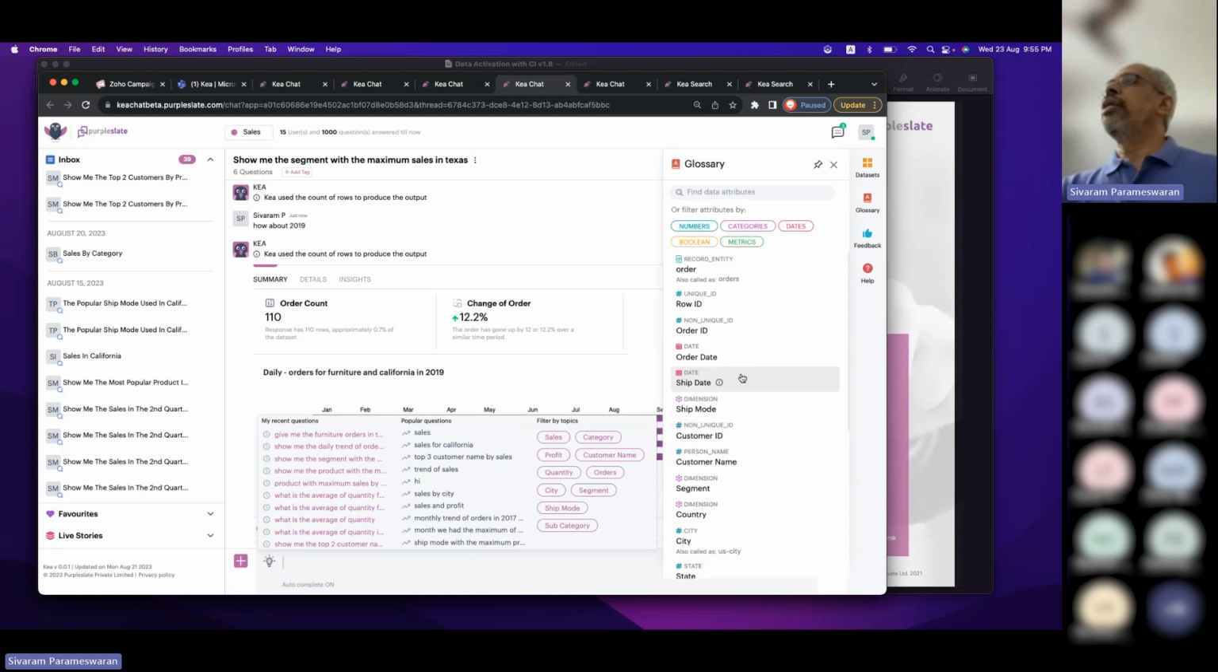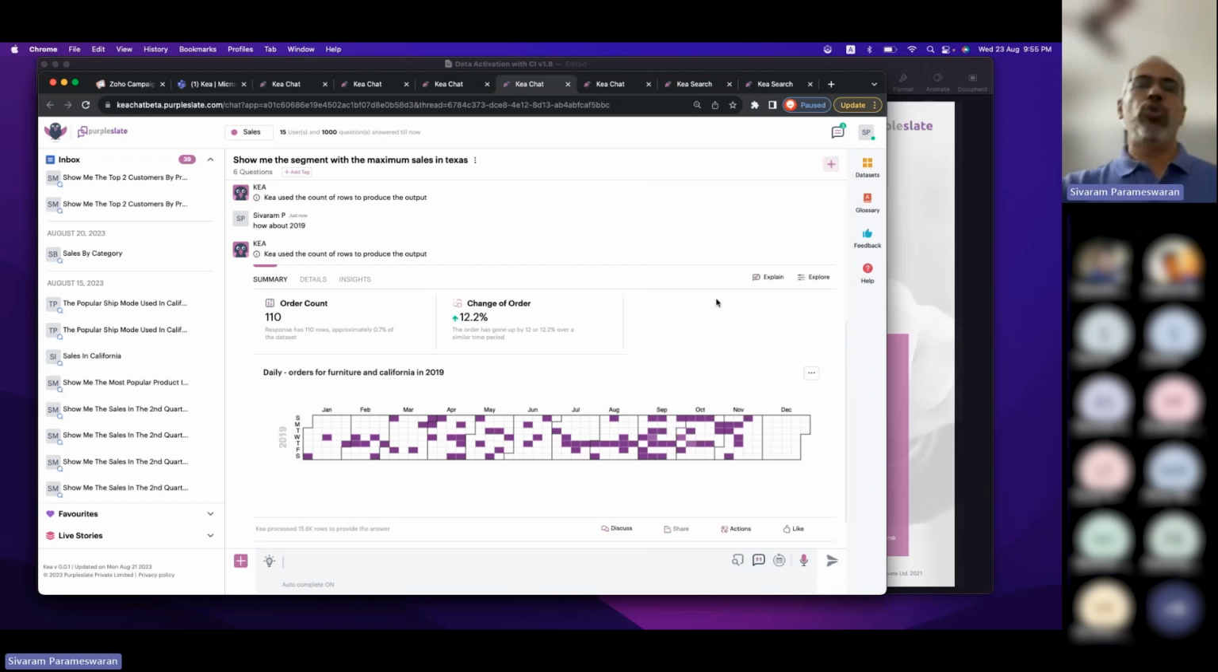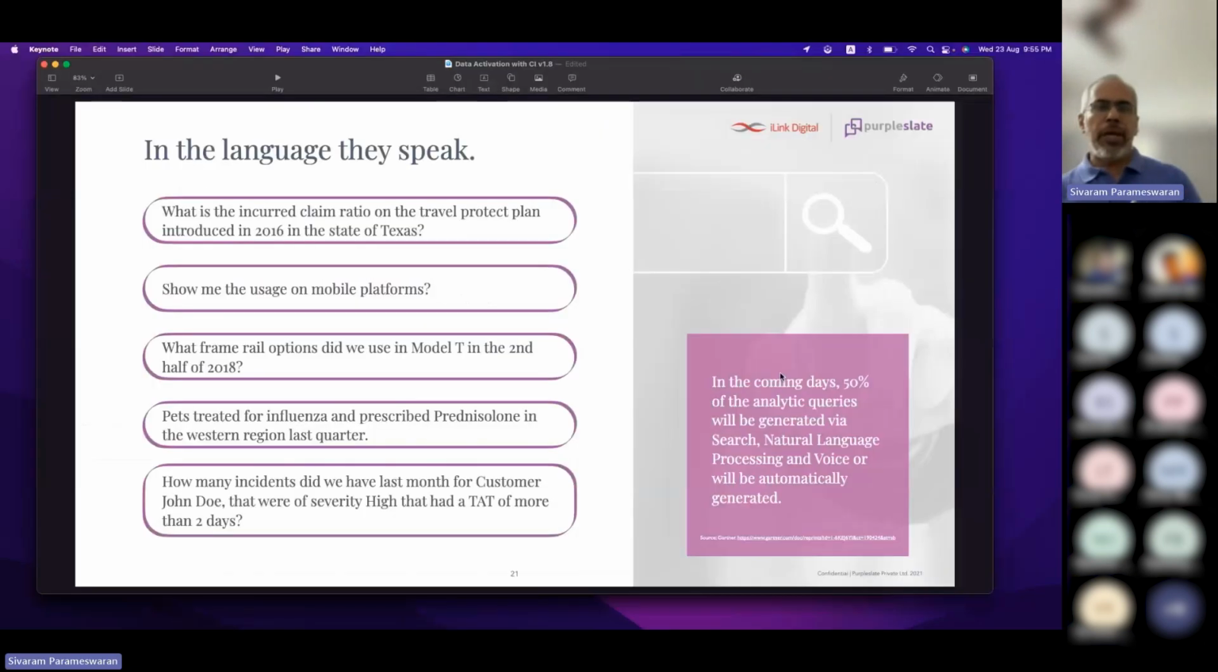You can just see this is the data glossary. All the metrics here, the data attributes available, the different categories, the different measures. Using any of these data attributes, now you have an ability to engage in a conversation. So that's the whole idea behind trying to leverage conversational AI.